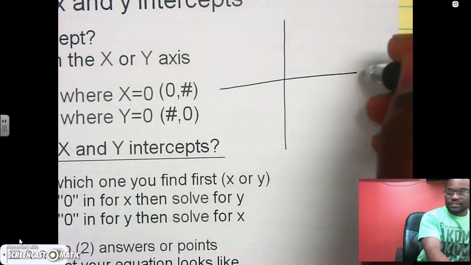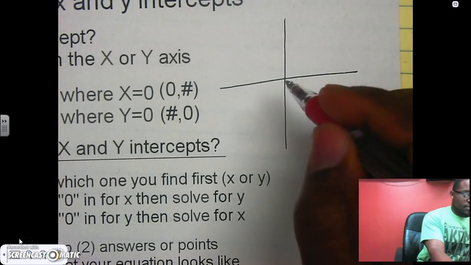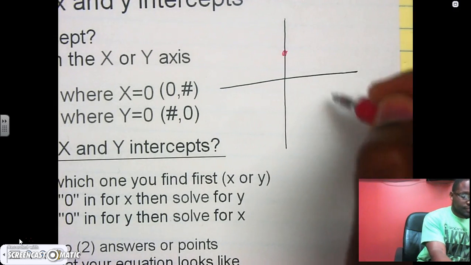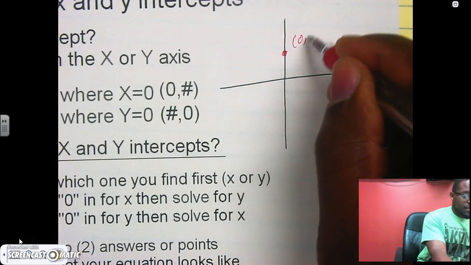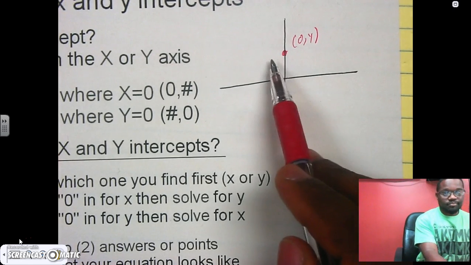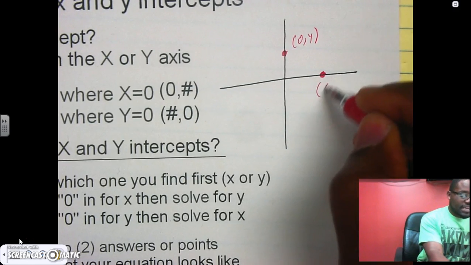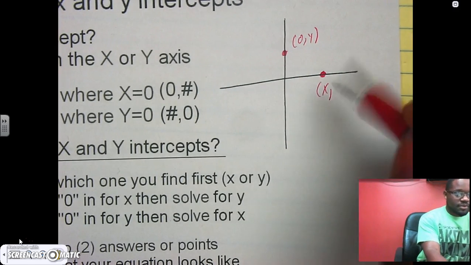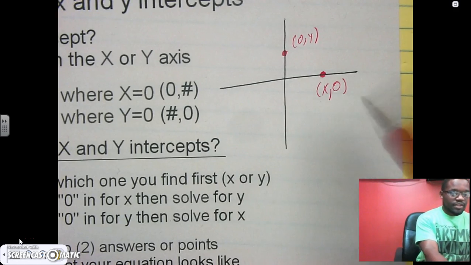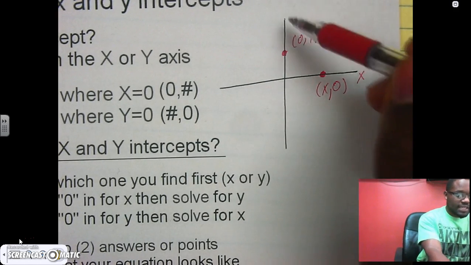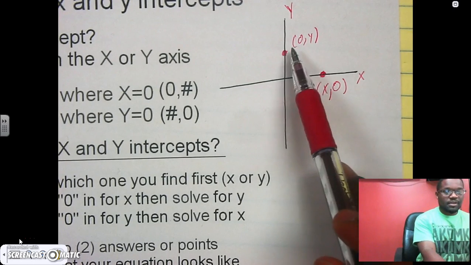Y-axis, x-axis. On the y-axis, if I have a point anywhere on the y-axis, the x number will be 0 and the y number will be some number, up, down, positive or negative. On the x-axis, the x coordinate would be some number and the y coordinate would be 0. Anytime a point is on the x-axis, the y has to be 0. Anytime a point is on the y-axis, the x has to be 0. We should know that one already. We've spoken about that at length.